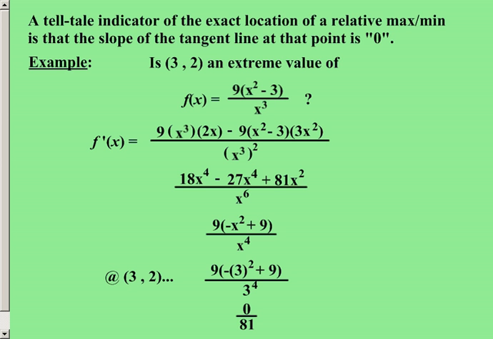So the answer is, is (3, 2) an extreme value of this function? Well, we have a slope that is refusing to rise, but not refusing to rise, but running plenty. 0 rise, 81 run. Okay, so that is a horizontal line. We have a horizontal tangent line to our graph. Clearly, this is an extreme value of the graph.